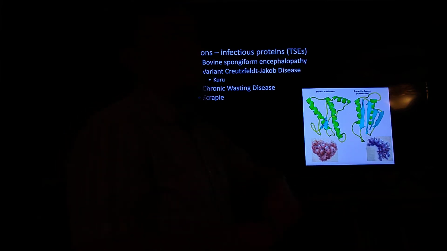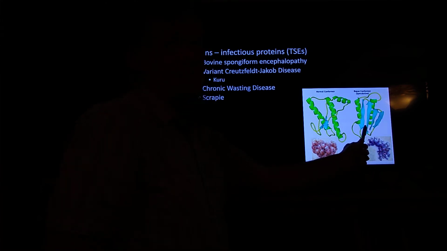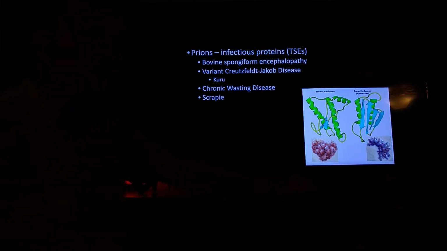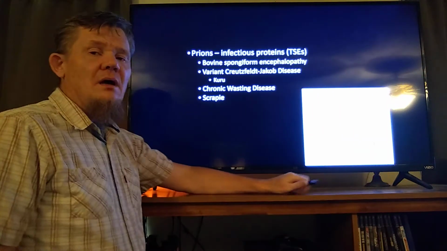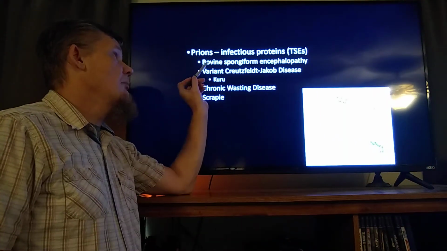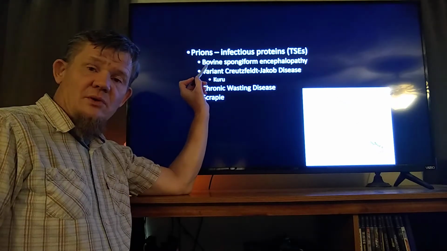This is how spongiform encephalopathies work. This is what a prion is. This is the prion. This is the malformed protein. And what it does is it changes the good form into the bad form. There are a few of these that are known. Bovine spongiform encephalopathy is the one that's most well known.